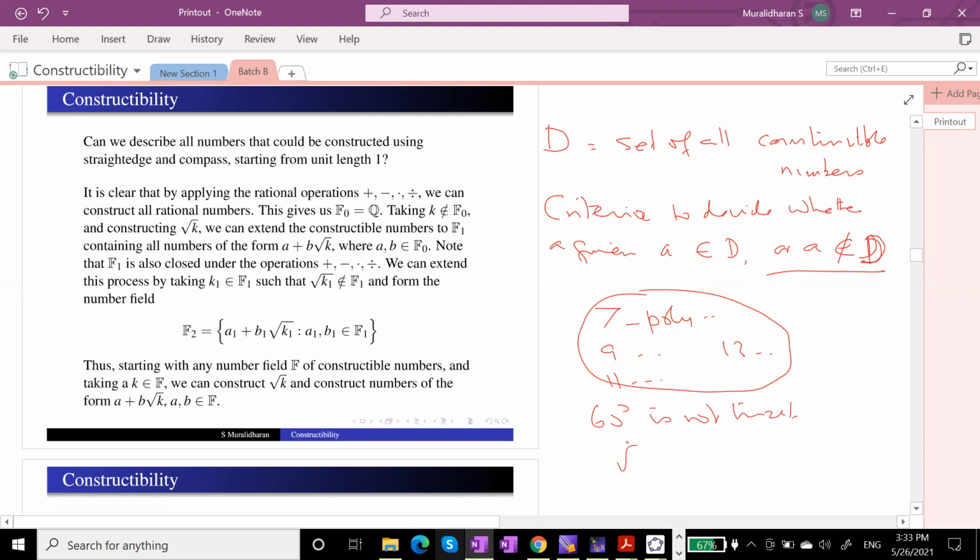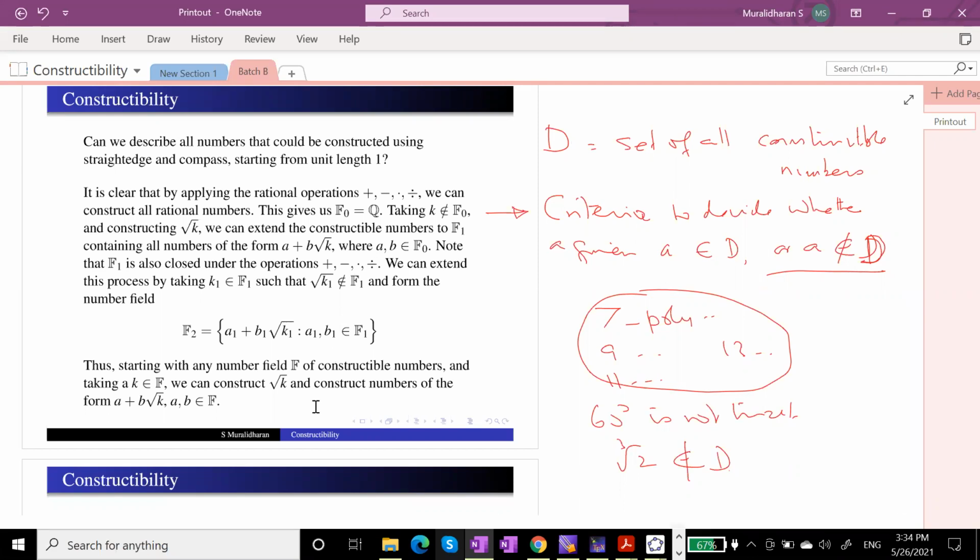Okay, and we'll show that cube root of 2 is not in D. That means doubling a cube is not possible at all. So all those things we will show if we can find a nice criterion to decide whether a number is either in D or not in D. So that's our aim in today's class.